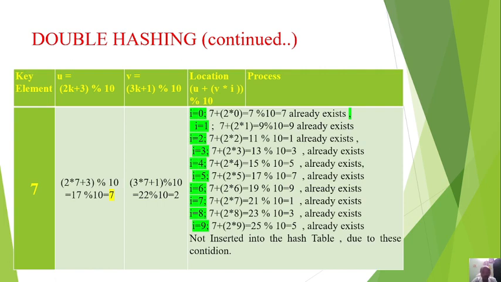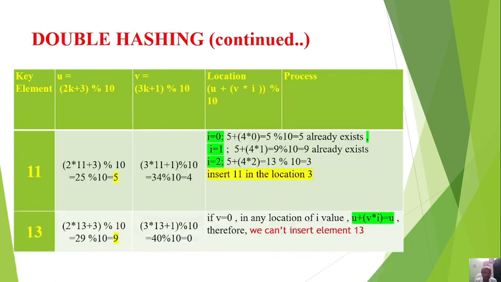So 7 plus 0 is 7, then 7 plus 2 is 9, then 7 plus 4 is 11, which is 1, already exists. Then 7 plus 6 is 13, which is 3, already exists. Then 7 plus 8 is 15, which is 5, already exists. Like that you can calculate the values from 0 to 9. You cannot insert the element in any location, so this pattern repeats. So 7 is also not inserted into the hash table. 7 and 13 are the special cases in this example. We cannot insert these elements with the double hashing method in this example.